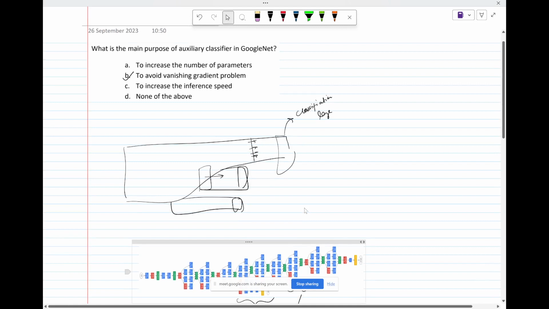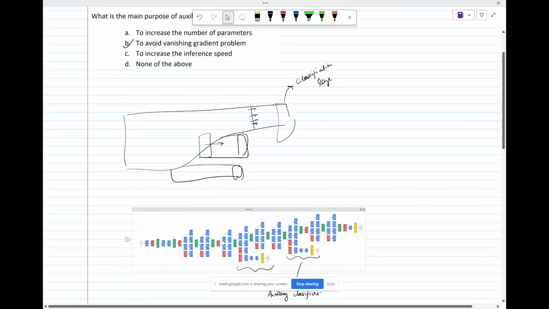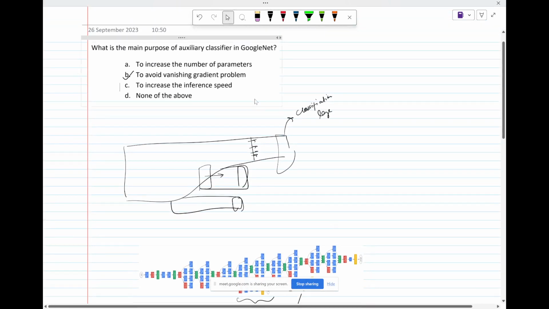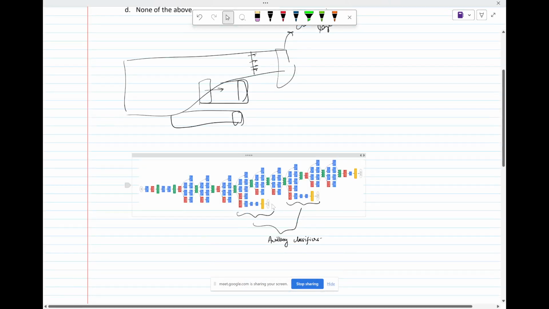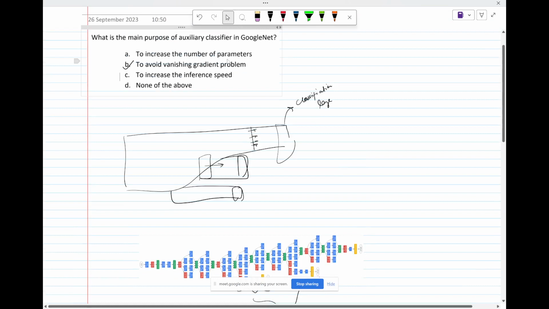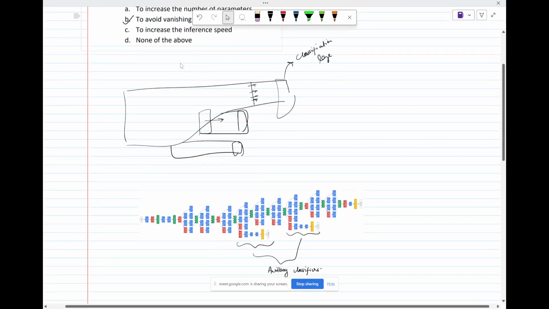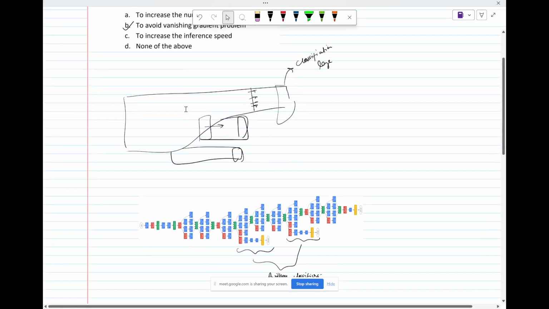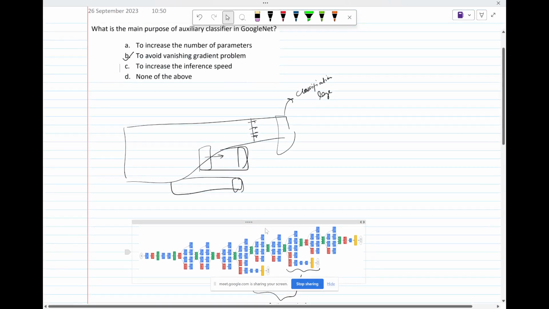So to solve this question, what we had to know was this GoogleNet architecture and the fact that there are auxiliary classifiers in between here. We had to know what is the vanishing gradient problem which deep neural networks face. So then we have the idea that these auxiliary classifiers are introduced to avoid the vanishing gradient problem.